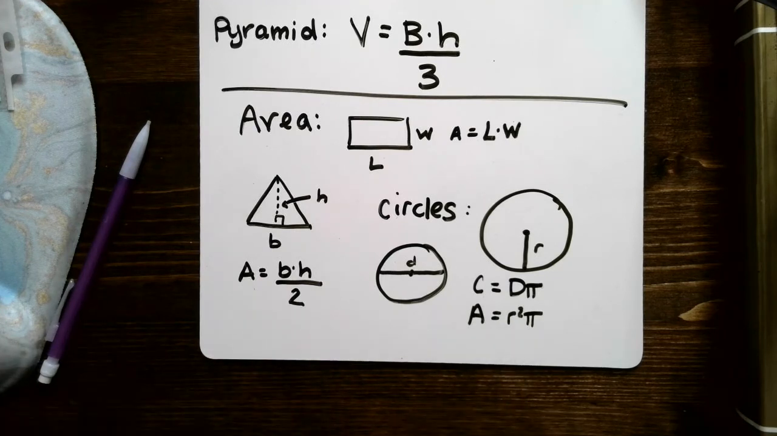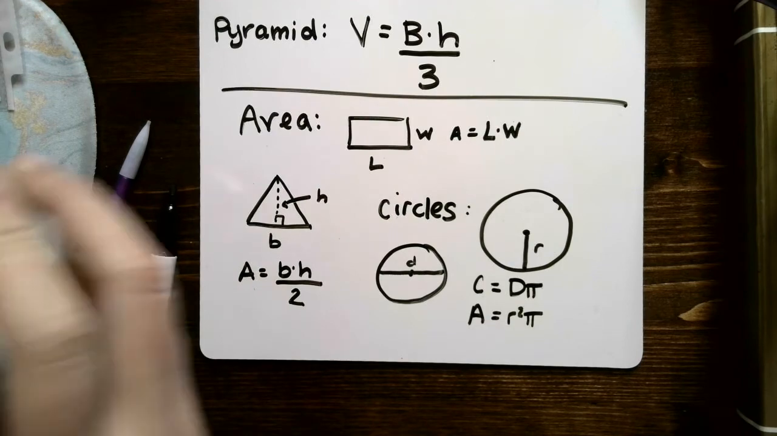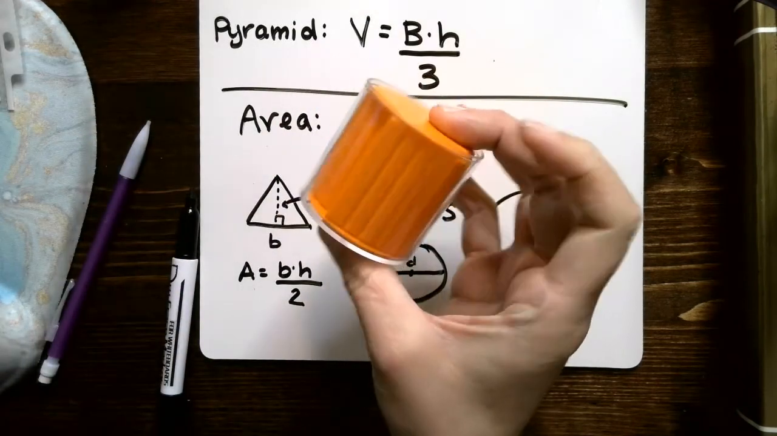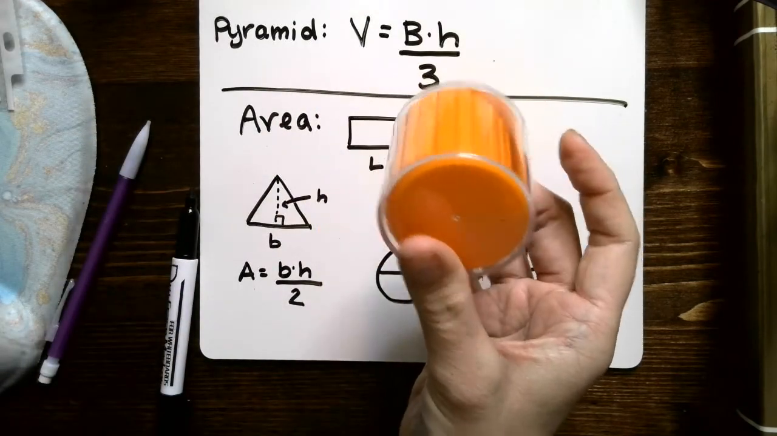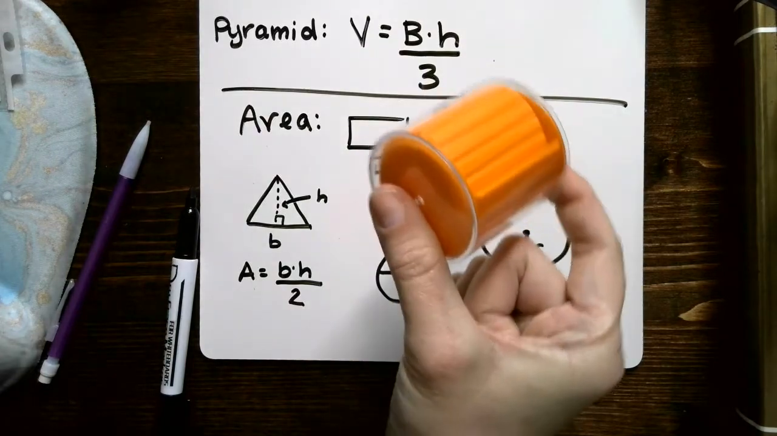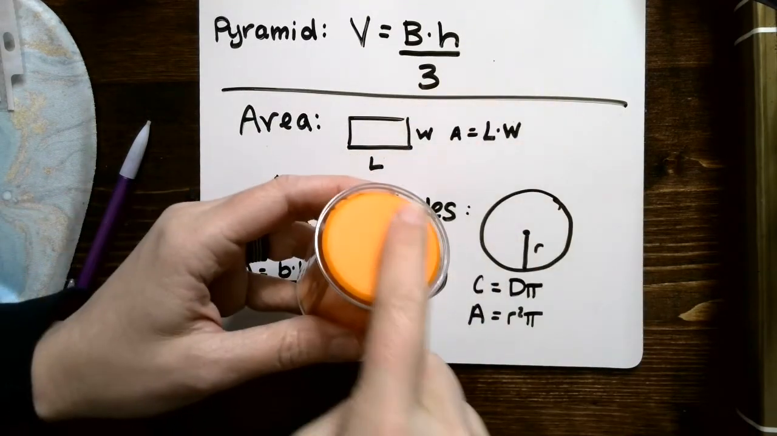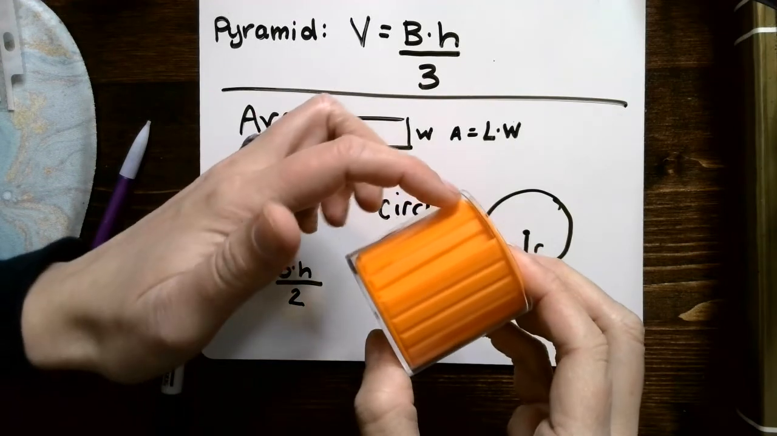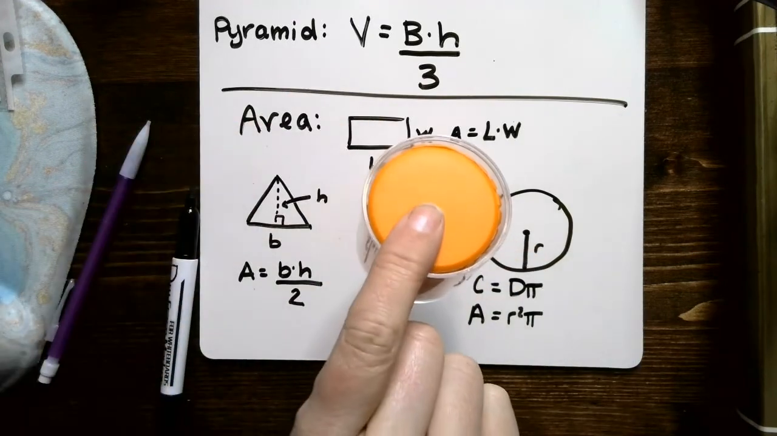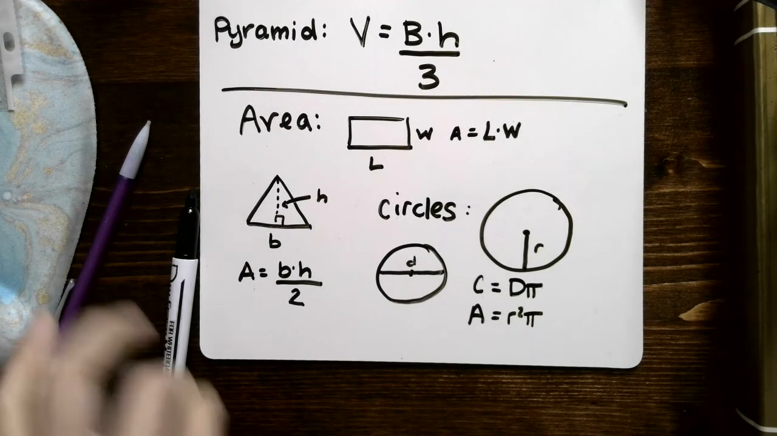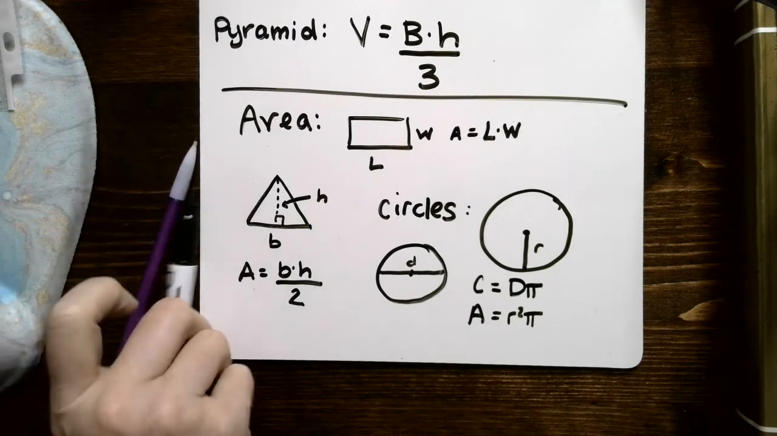And we do have circular prisms. We call them cylinders. Think of it as a can of soup. This is like a circular prism, but we call it a cylinder. Again, you find the area of the base here and you multiply it by the height that's connecting those 2 things. Okay, hopefully that helps explain those.